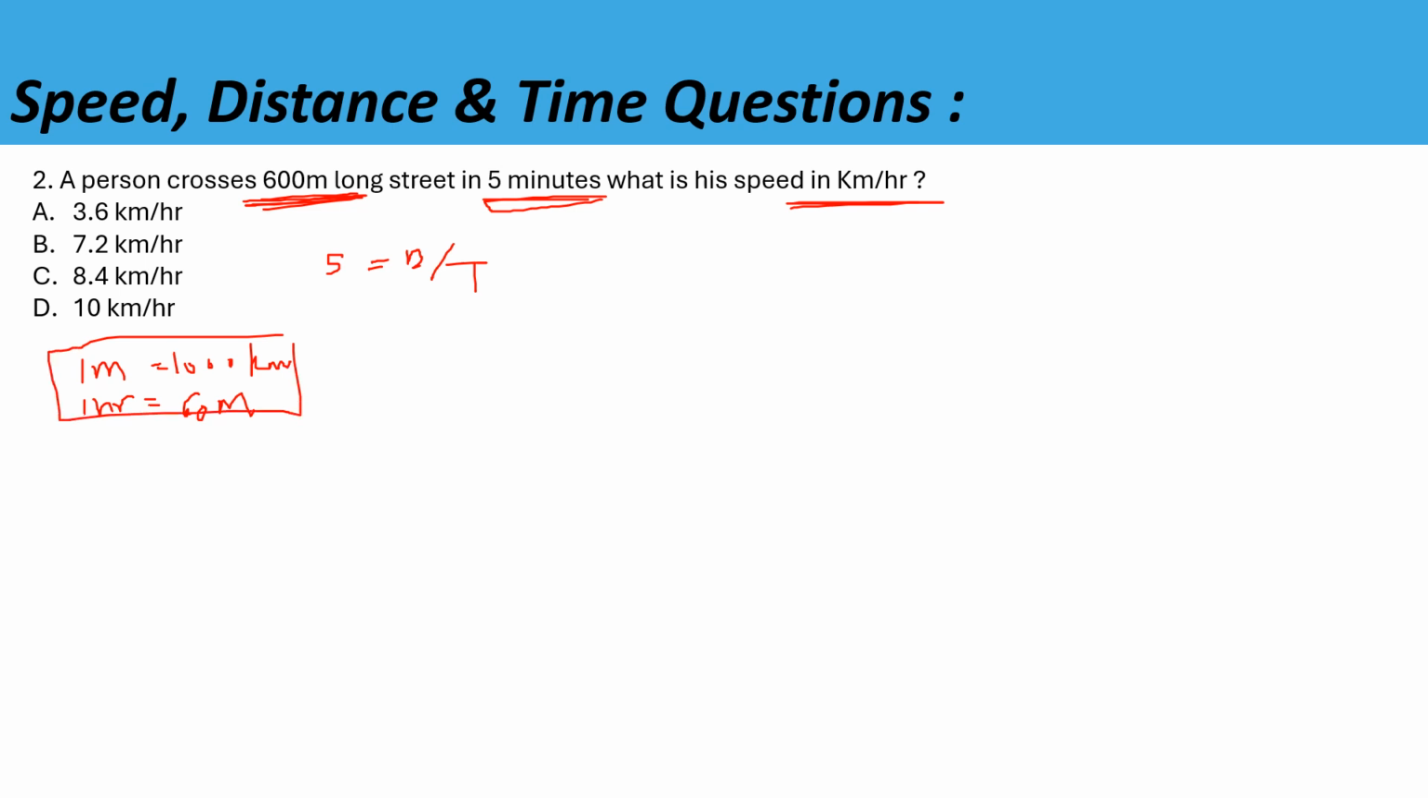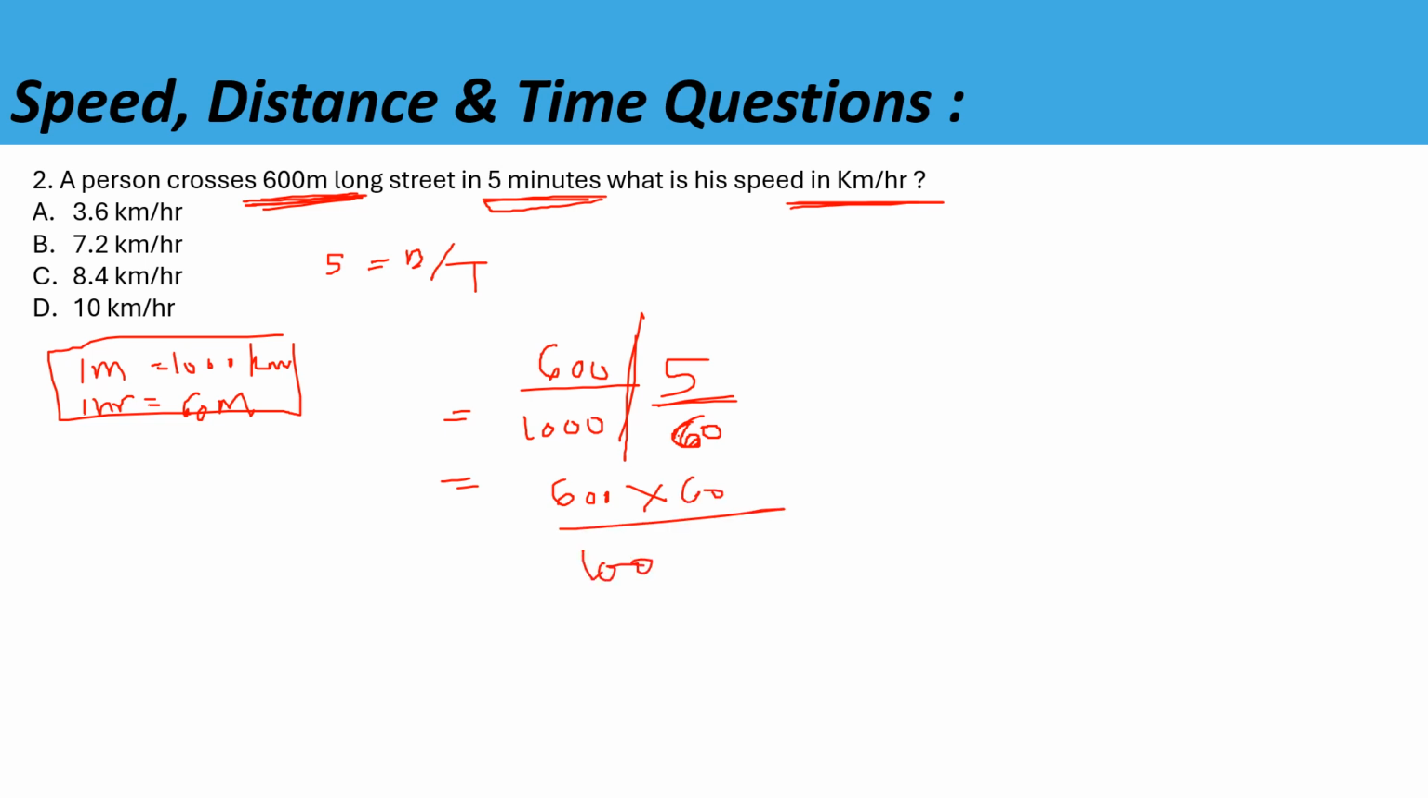So now we have been asked to find speed in kilometers per hour. So we will convert it into kilometers per hour. So now distance is what? 600, which is in meters, and we want to make it in kilometers. So 600 by 1000 divided by time, which is what? 5 minutes. This is for per hour, right? So we can write it as 600 into 60 divided by 1000 into 5. So we can cut the zeros, and what we will get is 36 by 5, which is equal to 7.2 km per hour.